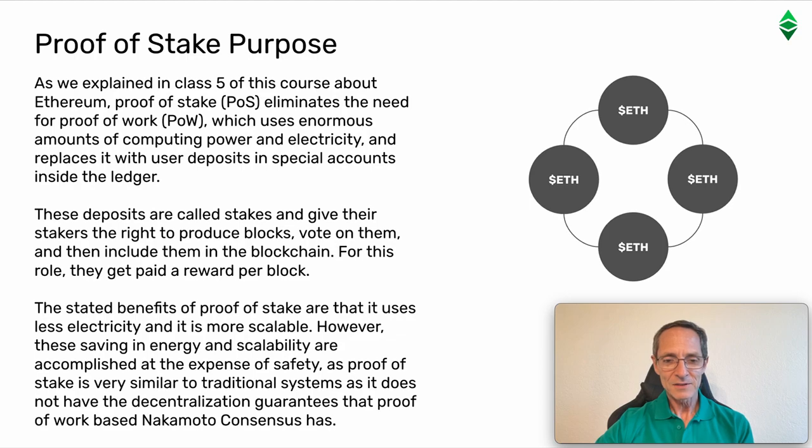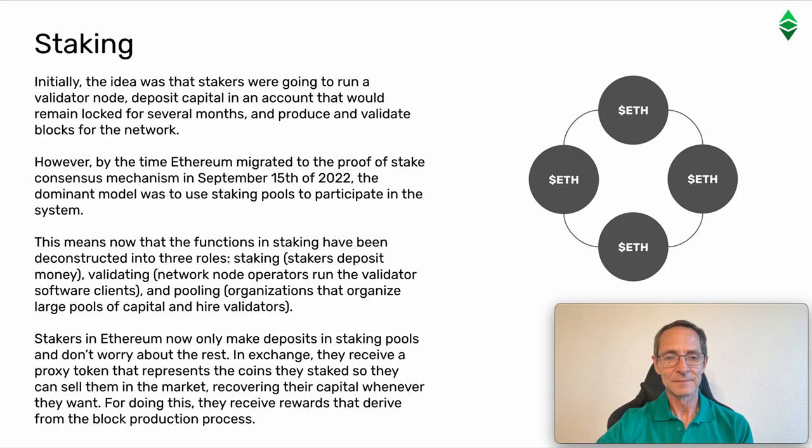The stated benefits of proof of stake are that it uses less electricity and it is more scalable. However, these savings in energy and scalability are accomplished at the expense of safety. As proof of stake is very similar to traditional systems, it does not have the decentralization guarantees that proof of work based Nakamoto Consensus has.